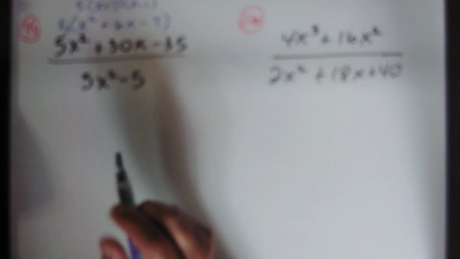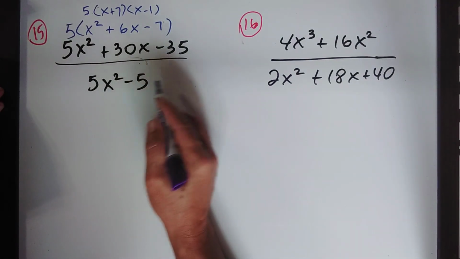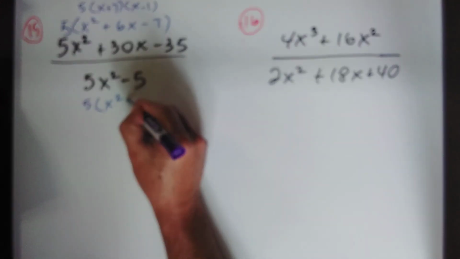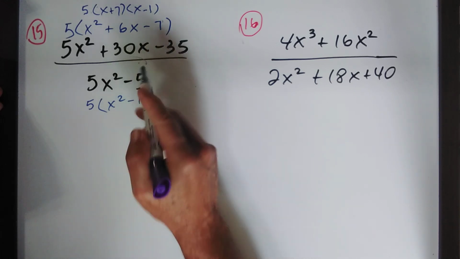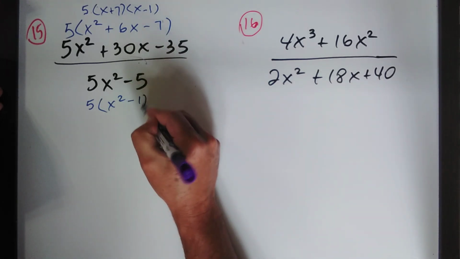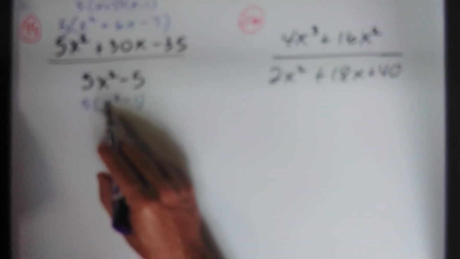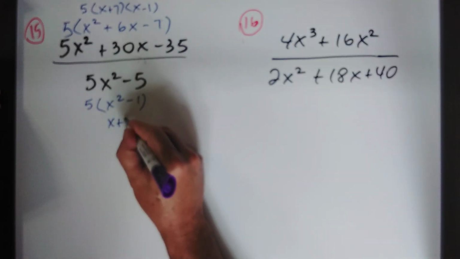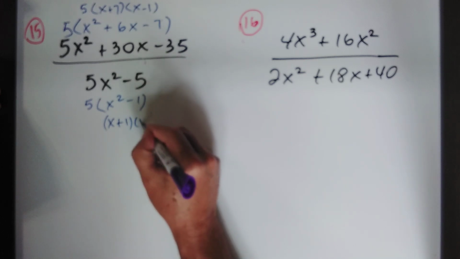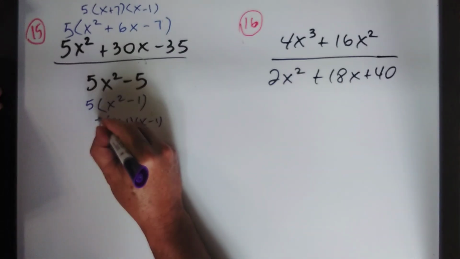What about the bottom? Let's try the GCF. 5 times x squared minus 1, and x squared minus 1 is a difference of 2 squares, right? They both have perfect square roots. The square root of x squared is x, the square root of 1 is 1, so I'm going to have x plus 1, x minus 1, and then 5.